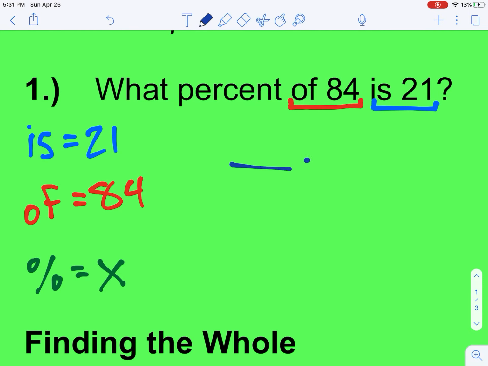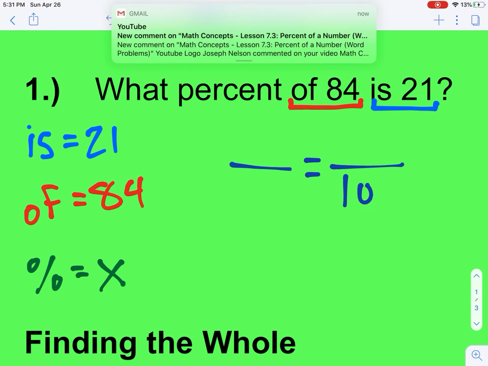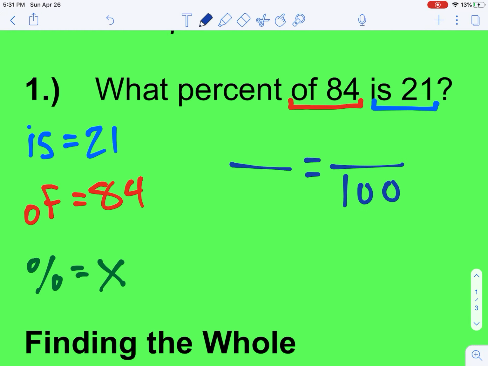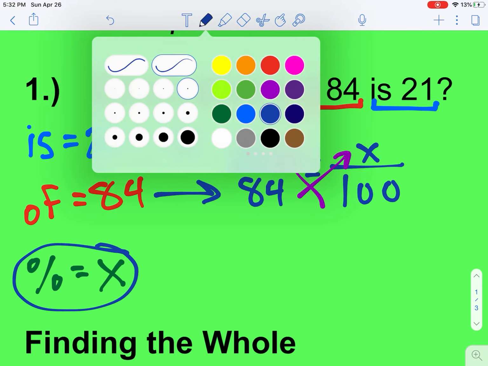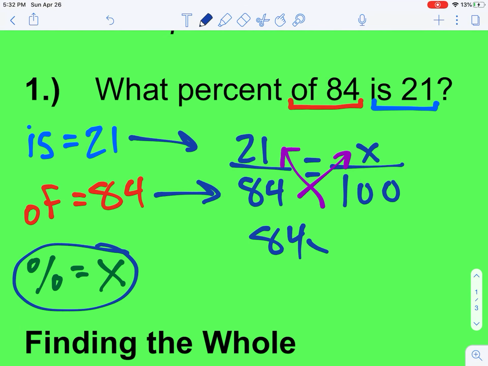So I'm ready to set up my proportion by putting 100 in the bottom right-hand corner. Now if we notice, our percent is a variable, so my x goes above my 100, and now my is and my of I can just slide right over. 21 goes on the top, and 84 goes on the bottom. Now I can cross multiply. 84 times x is 84x, and 21 times 100 is 2,100.